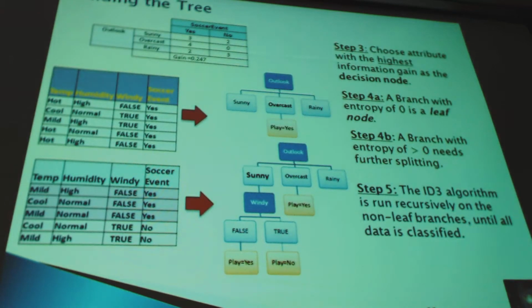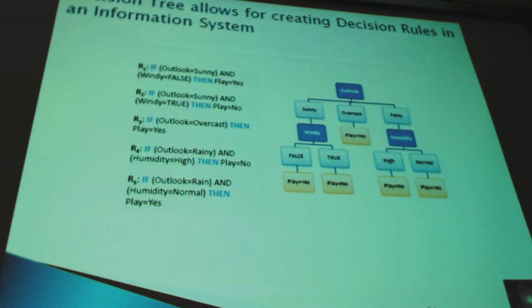For the other branches, like for the other attributes such as sunny and rainy, for sunny, the entropy is greater than 0 because it has two mixed values. Like windy can be false and true, and the soccer event varies according to that. So we fill this tree accordingly. This way we recursively build the tree ultimately. So this is the final tree.